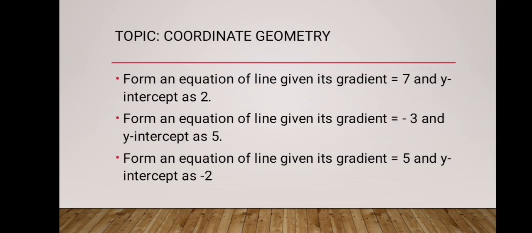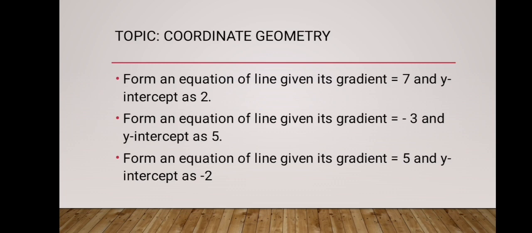Now let's do the reverse of it. What if we are asked to form an equation when the gradient and the y-intercept are given? For this first part, y is going to be equal to 7x plus 2. A gradient refers to the coefficient of the variable x, so we write y is equal to 7x, and the second part of the equation always tells you the y-intercept. So we have used the gradient and the y-intercept for this first case to form an equation.